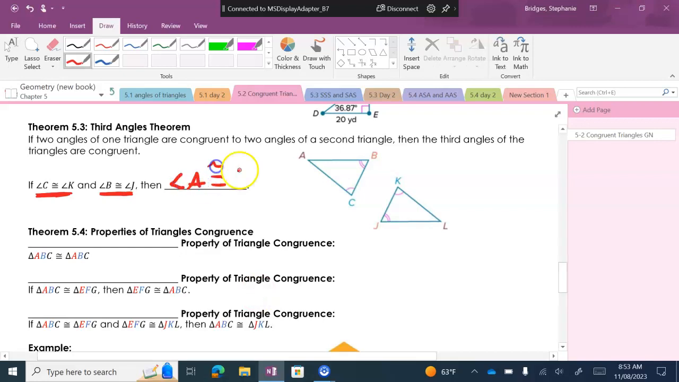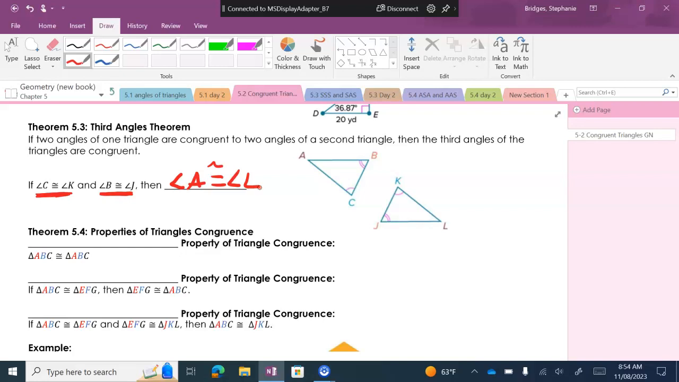If you know that two angles of one triangle are congruent to two angles of another triangle, then what you would be able to say is the remaining third angles in each one are congruent to each other. Everybody okay with that? All right, now these properties of congruence, they don't really matter because they're the same with everything else, so we're just going to skip filling all that in. I just wanted to finish that third angle theorem from yesterday.